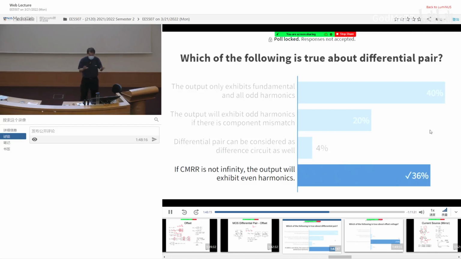Okay, let me stress this again. You have no problems accepting that if there is a mismatch, there is an even harmonic. Am I right? Okay, so that is quite clear. You also don't have an issue accepting that if there is a mismatch, CMR is finite. Am I right? So it means that if CMR is finite, there is a mismatch. If there is a mismatch, there is an even harmonic. Logic, right? It's not straightforward, but that requires you to link the two together.